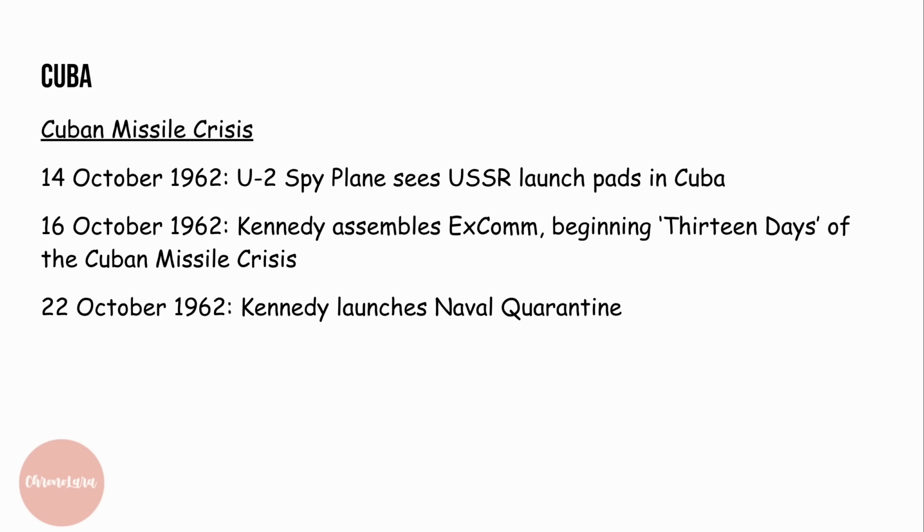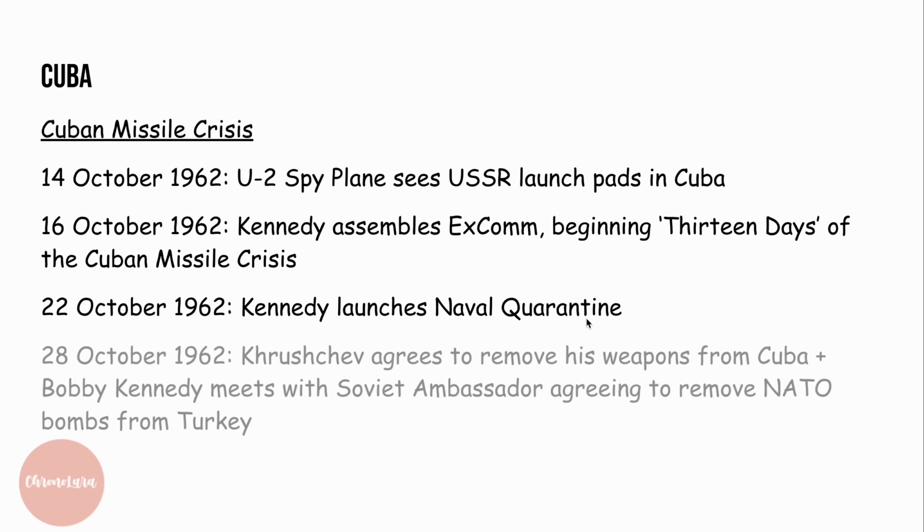So, 22nd of October 1962, Kennedy launches something called a naval quarantine. He calls it a quarantine because it doesn't sound as aggressive as a naval blockade.